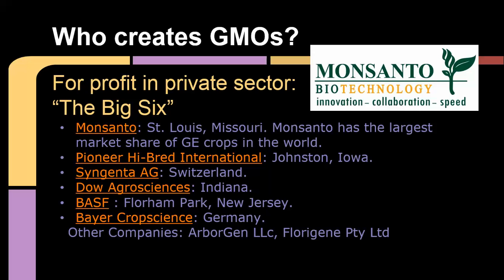Arborgen studies the genetics of trees, from wood quality to restoring endangered tree species such as the American chestnut. Florigene, based in Australia, focuses on introducing new colors into ornamental flowers and has produced the world's first purple carnations and the first true blue rose.